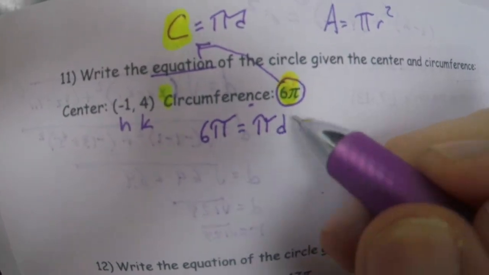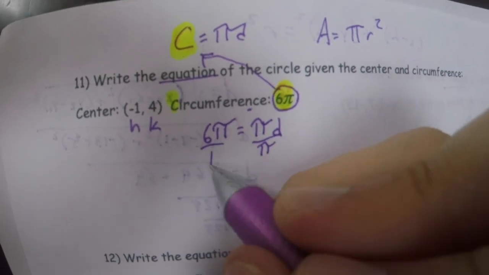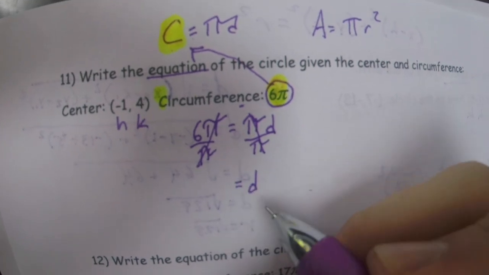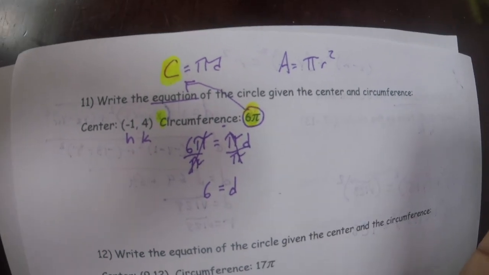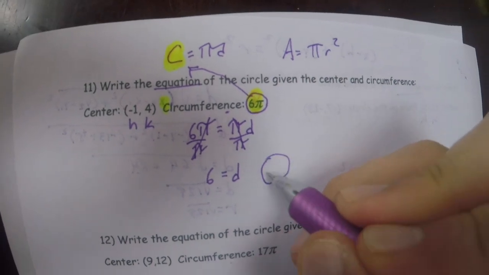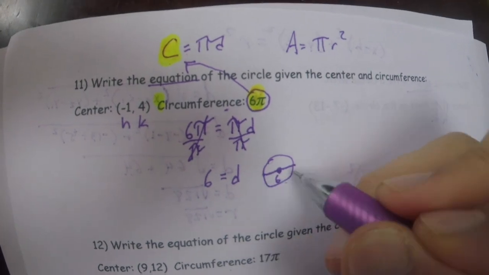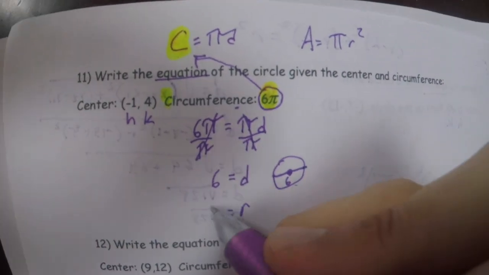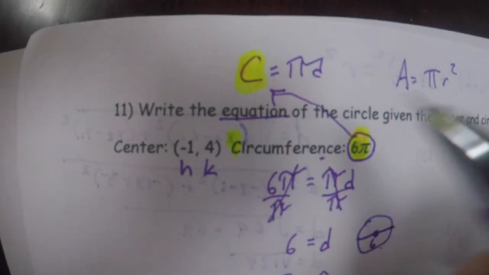Now, look what happens. If I solve for d, the diameter, I would divide both sides by pi. What happens when you divide pi by pi? They cancel out. I get that d, the diameter, is 6. Which means how long is the radius? Diameter looks like this, and this is 6 units long from here to here. So what would r be? R would be half of that, which is 3. So I have my r, I have my h, I have my k. I'm writing the equation now.